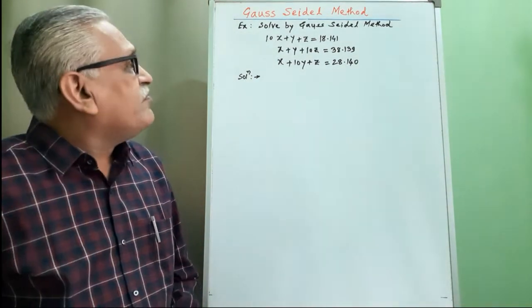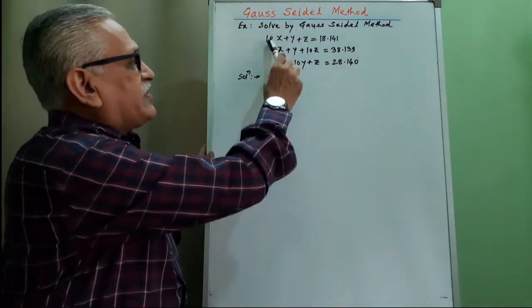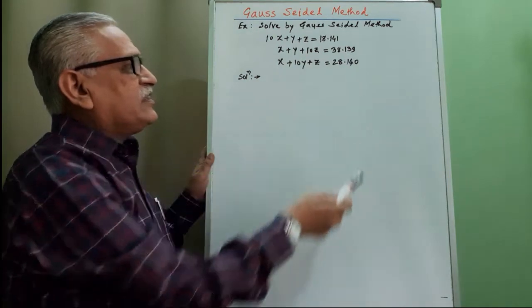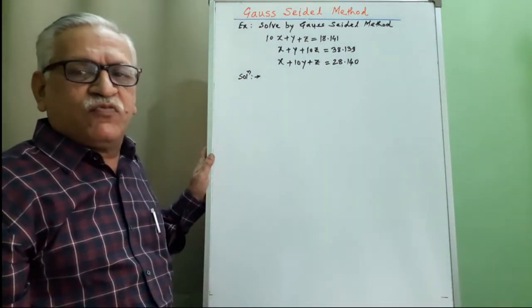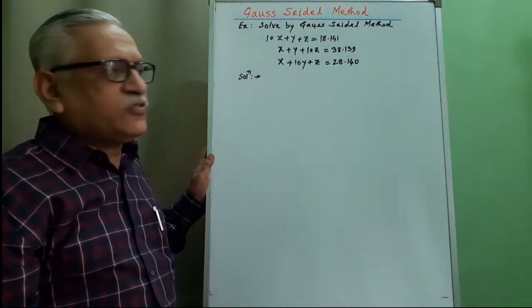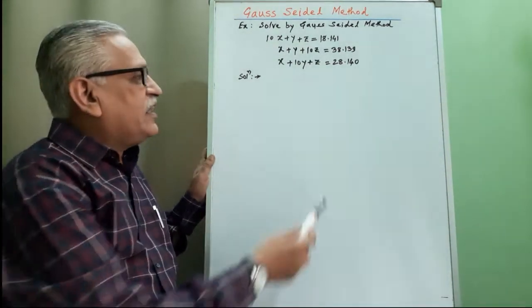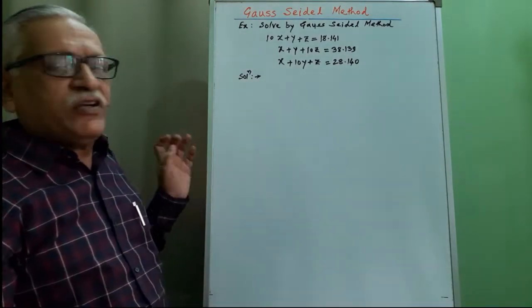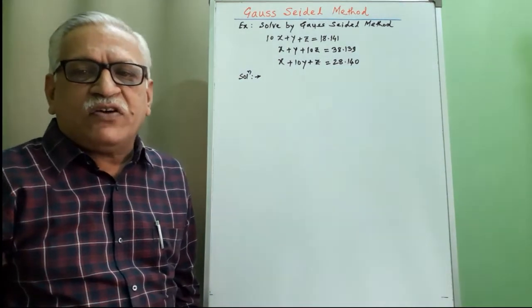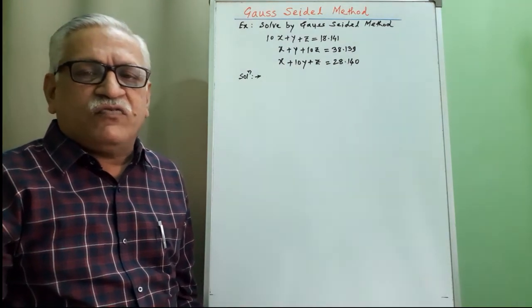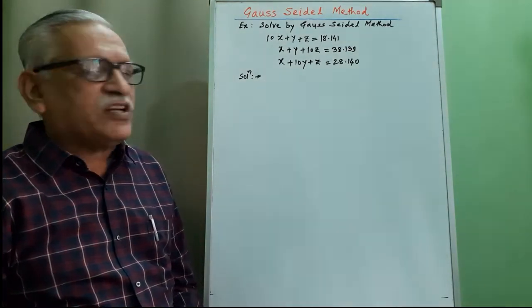Let us solve the problem by the Gauss Seidel method. The equations are 10x + y + z = 18.141, second, x + y + 10z = 38.139, and the third, x + 10y + z = 28.140. Here we have three equations in three unknowns. The unknowns are x, y, z, and we require to apply the Gauss Seidel method.